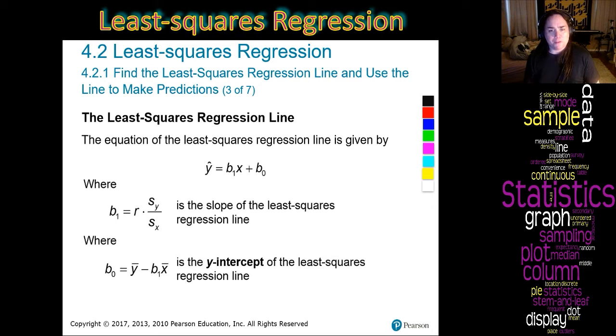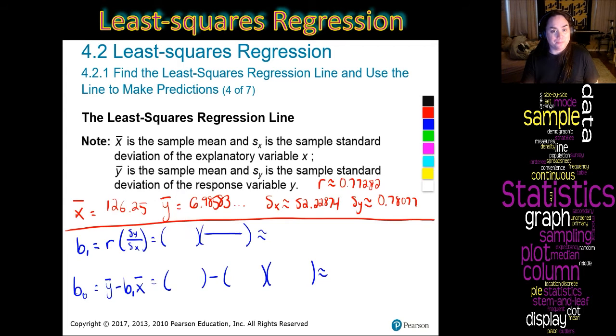Okay, so I've taken these 2 functions and I've written them on the next slide. And here they are. B sub 1 is equal to R times S sub y over S sub x. In other words, it's the correlation coefficient multiplied by the quotient of the sample standard deviation of y over the sample standard deviation of x. Whatever that b sub 1 value is, it gets substituted into the b sub 0 formula.